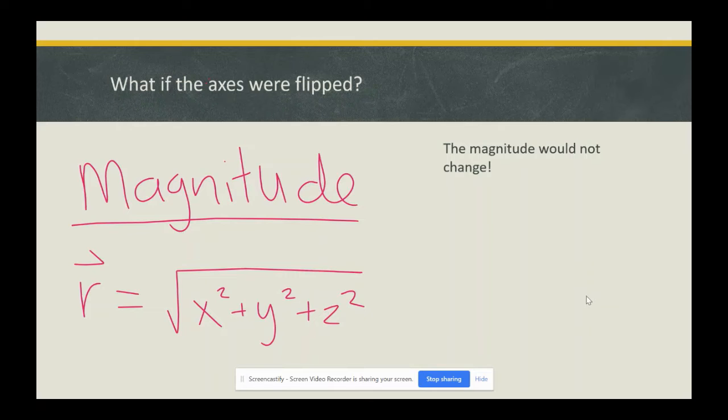Here we can answer the question: what happens if the axes are flipped? In terms of magnitude, nothing will happen because of the way the formula is established. We have to calculate the magnitude by squaring values, so magnitude will always be positive. The only thing that would change would be the slope. Instead of a downward slope, we would have an upward slope.